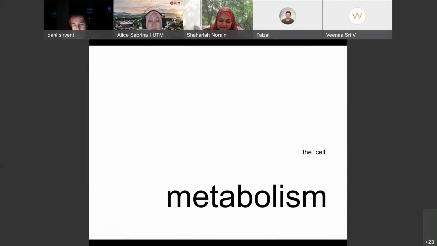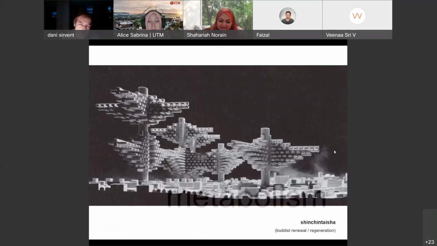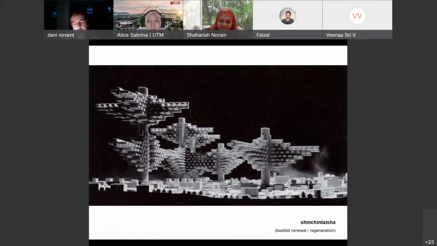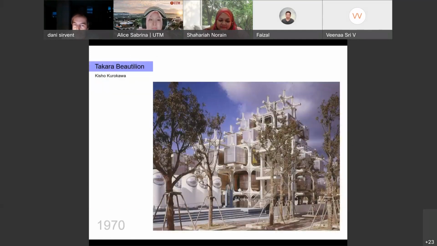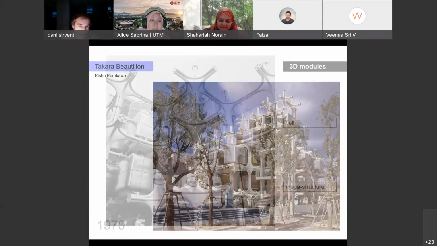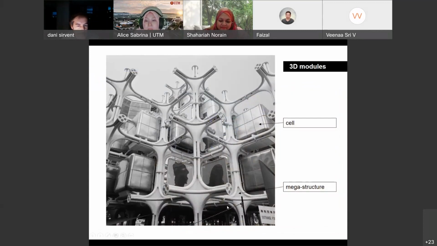Another line of studies is Metabolism, where they call this light prefabrication the cell. Here you can see a project. And this concept, I can't say that in Japanese, is a word that means something like renewal and regeneration, but basically the same that I talked about before in Archigram. You can see the same elements: the megastructure that holds the individual cells, individual fabricated cells.